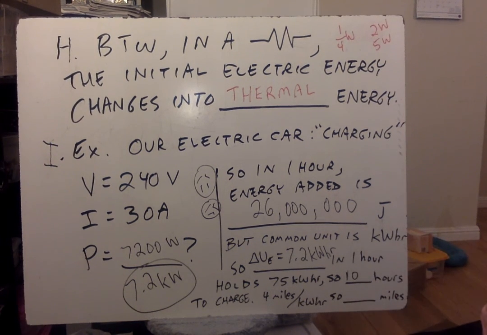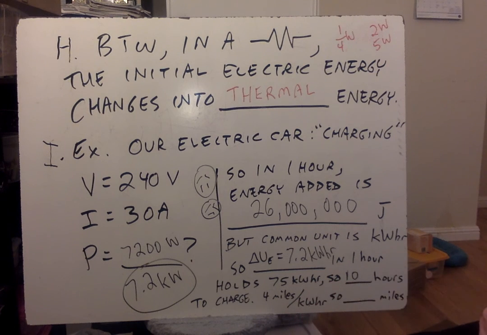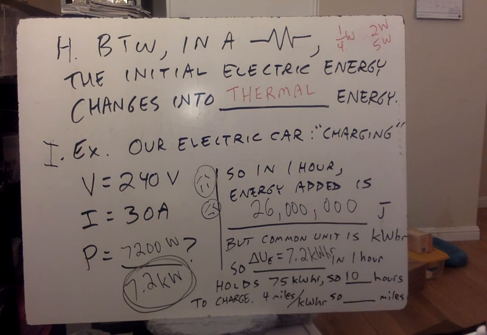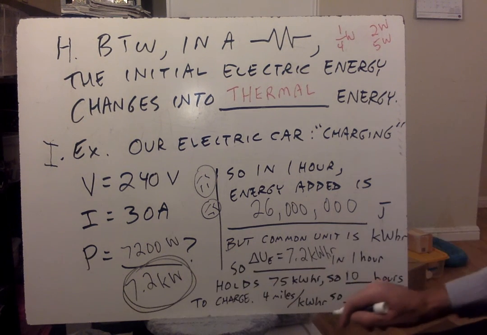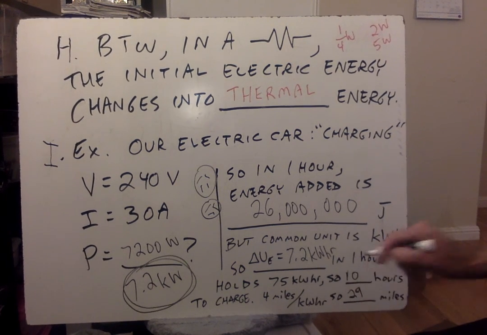And driving around on surface streets, we get about 4 miles per kilowatt hour. That means the range of our car, since we can put in 75 kilowatt hours of energy and we get 4 miles for each, is about a 300-mile range. It's usually a little bit more than that. And it also means, look at this, if the power is 7.2 kilowatts, and we get 4 miles per kilowatt hour, every hour we are putting about 29 miles onto our car when we charge it.